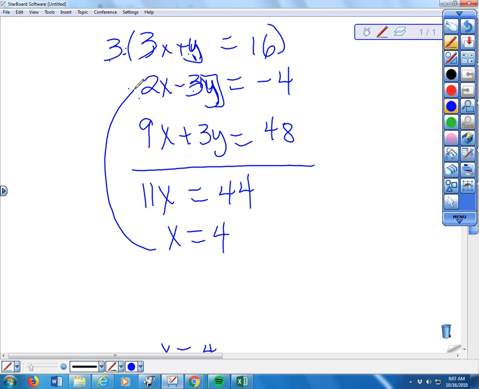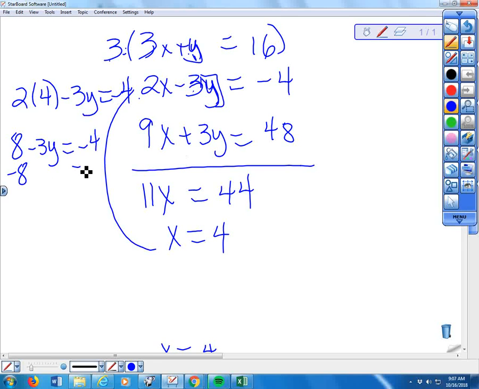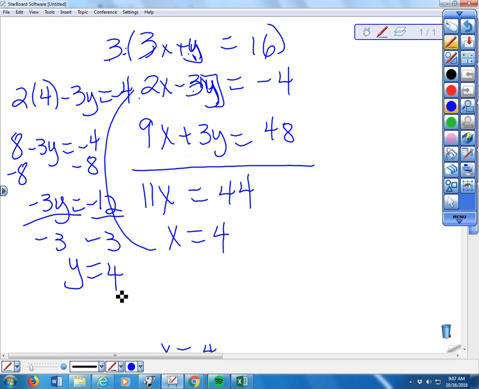Then I'm just going to plug this back into one of my two originals, which I did already with the substitution method, but I'll do it again. 2 times 4 minus 3y equals negative 4. 8 minus 3y equals negative 4. Subtract 8. Negative 3y equals negative 12. Divide by negative 3. And y equals 4. Okay. I could go ahead and take x and y and put it back into this one and make sure it works. 3 times 4 is 12, plus 4 is 16. So my solution there is 4, 4.